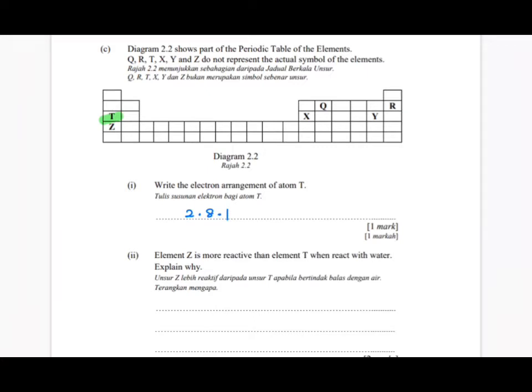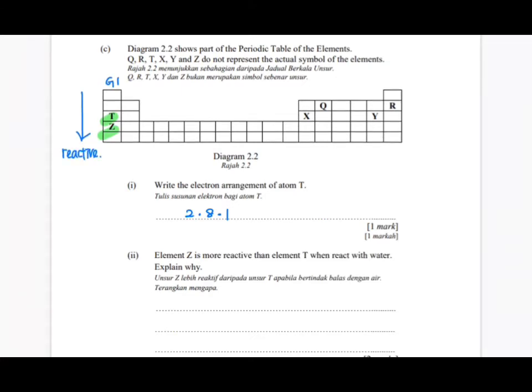Element Z is more reactive than T. Z is more reactive than T when reacting with water. Explain why. So both are group 1. So in group 1, when going down the group, the elements become more reactive.